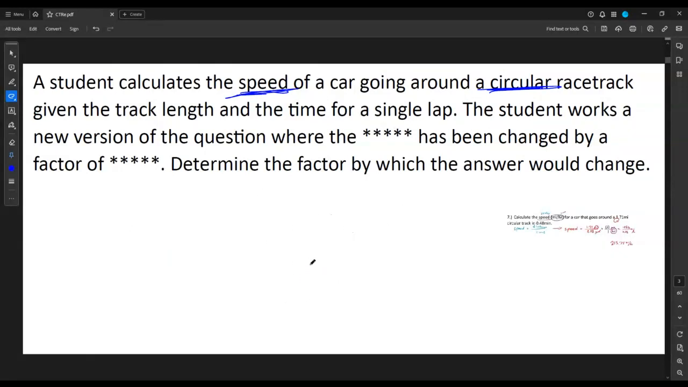Speed pays attention to the full path around. It doesn't care about direction, just wants to know how far did you go in whichever way you went between two times. And so the fact that it's a circle wouldn't matter. We just want to know what's the total distance around that circle. By definition, speed is distance divided by time. So it's a scalar, we're only worried about numbers.